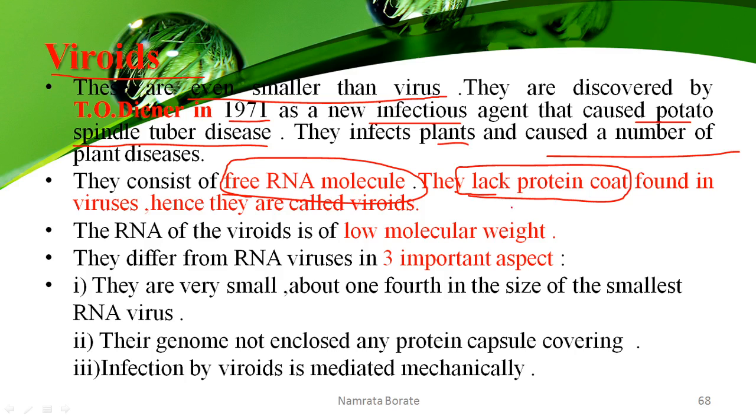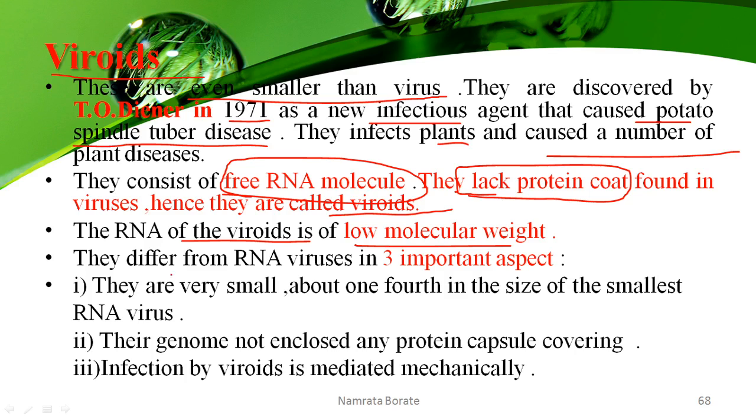This protein coat is absent, which is found in case of the virus, but here it is absent, so it is called viroids. The RNA of the viroids is of low molecular weight.